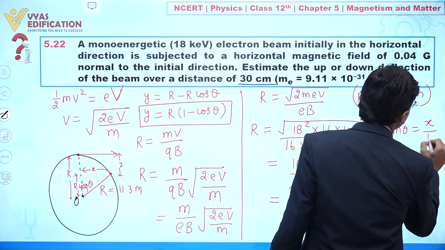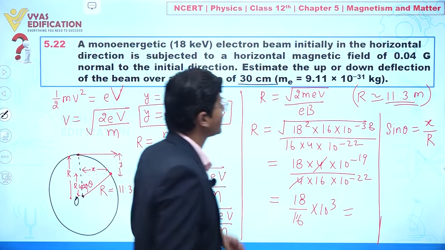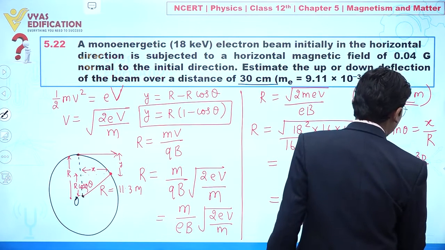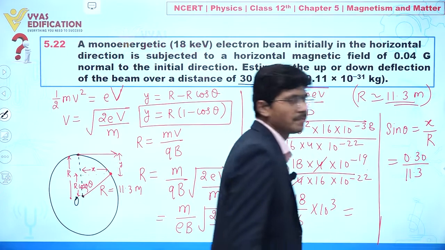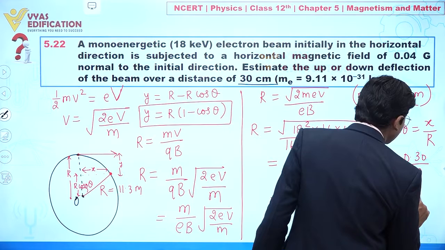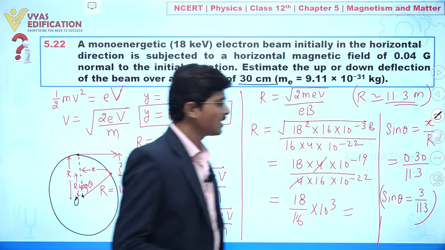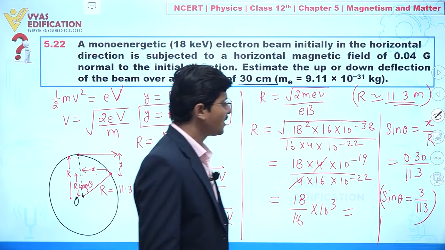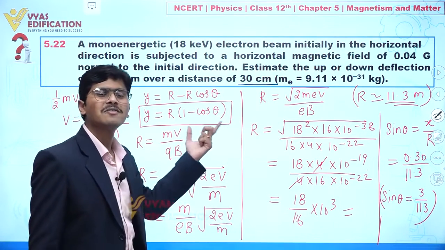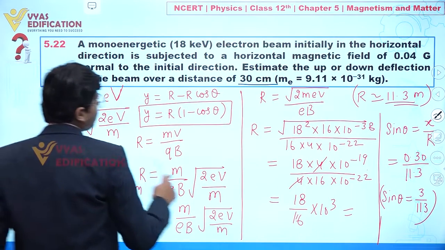Sine theta is given by x by r. The value of x we have is 30 centimeter, so this is 0.30 meter divided by r, which is 11.3. So from here we can write the value of sine theta as 3 divided by 113. Sine theta equals 3 divided by 113. That's why I am saying it is always better to write the value of sine theta.